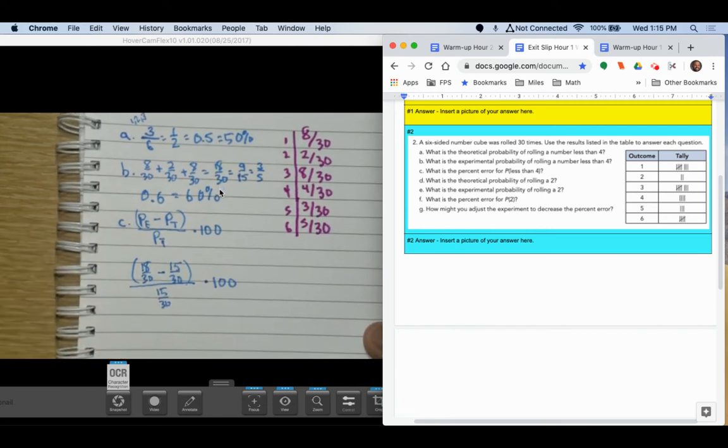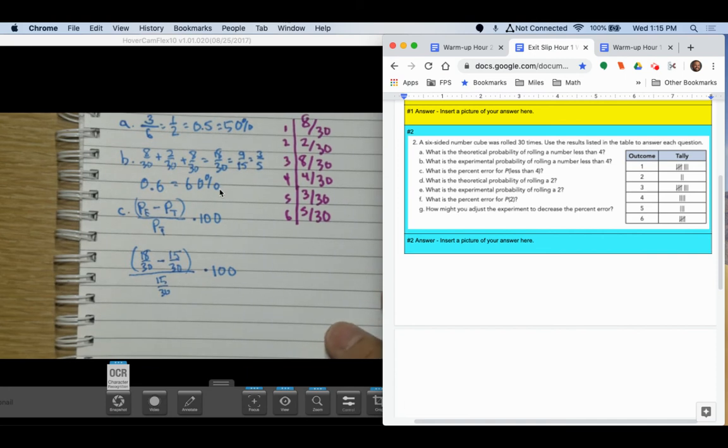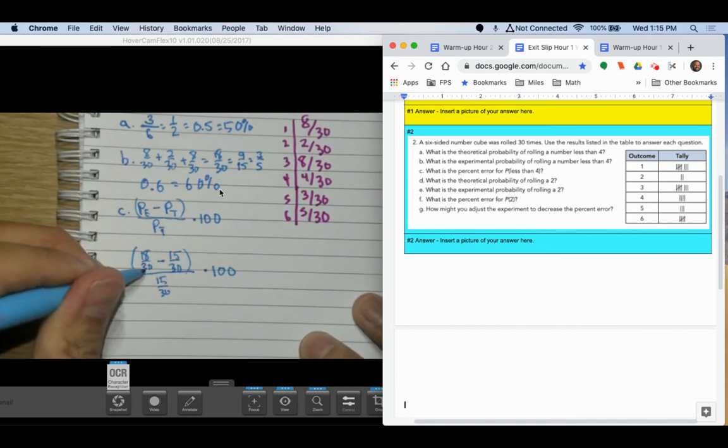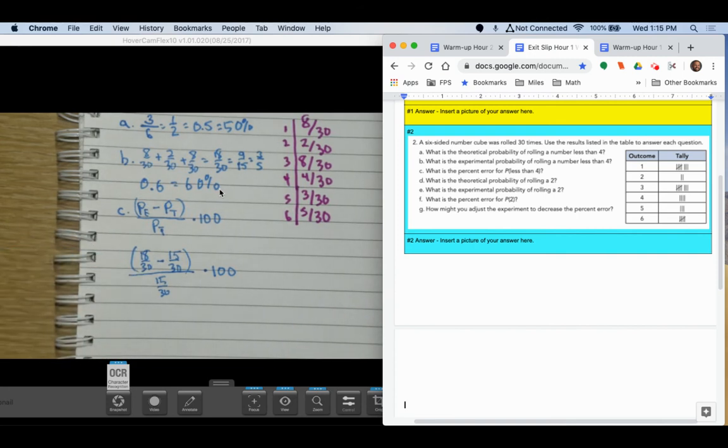Okay? Now, solving this, 18 30ths minus 15 30ths is going to be 3/30.